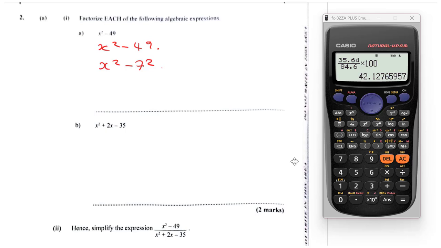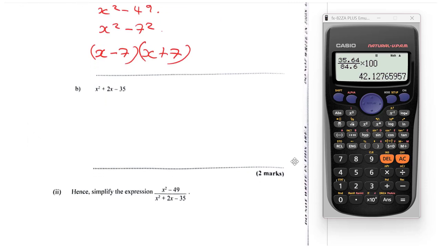So when we factorize this, remember the aim of factorization is to obtain a product. So this is going to be x minus 7, x plus 7. That is the difference of 2 squares. Now, part B says x squared plus 2x minus 35. So this is a quadratic expression. So in this case, we have a is equal to 1, b is equal to 2, and c is equal to minus 35. So what we want to do is take the product of a times c, and that is going to give us minus 35.